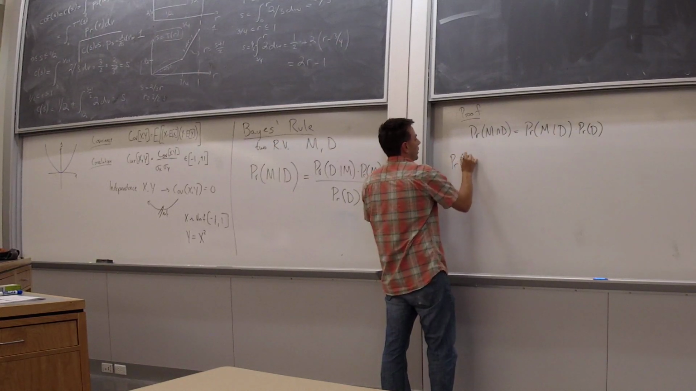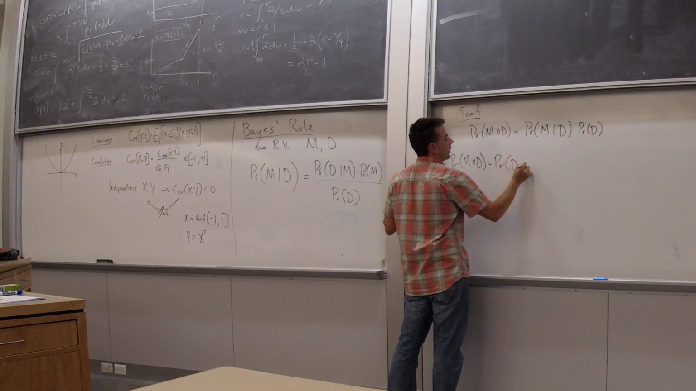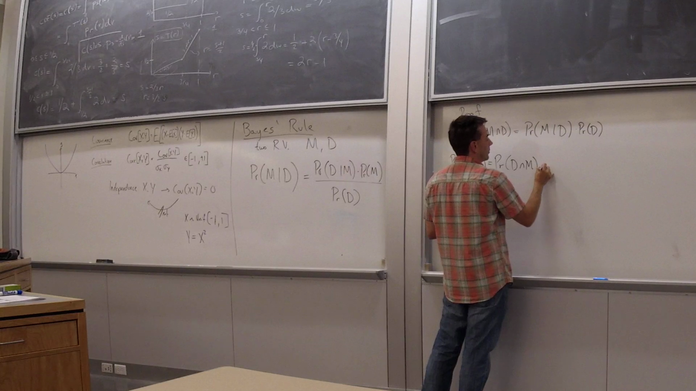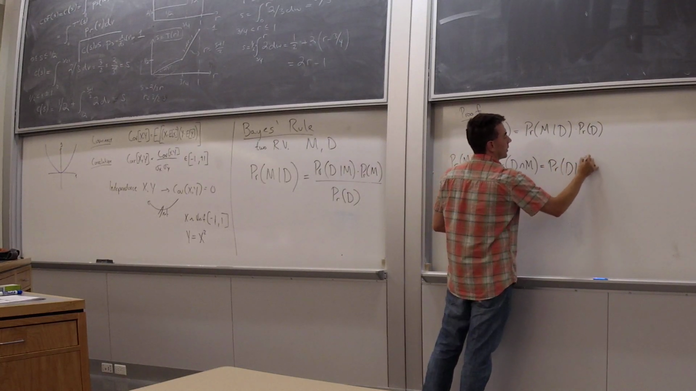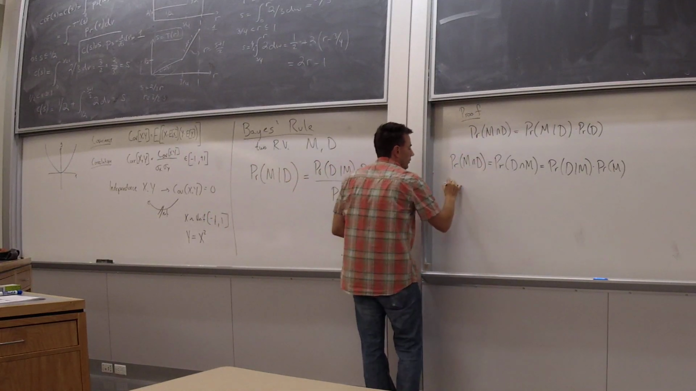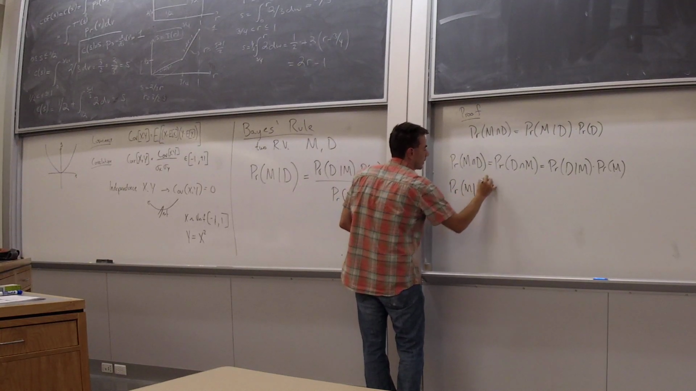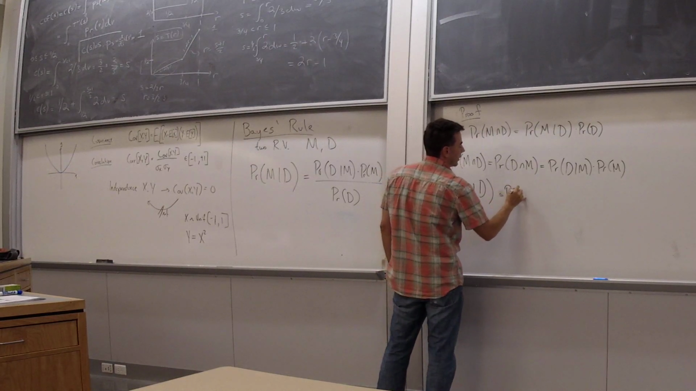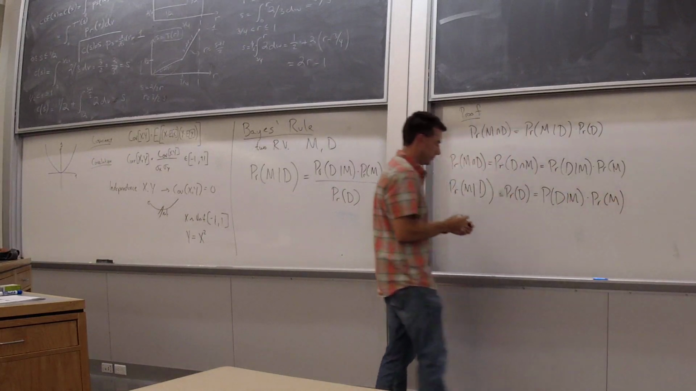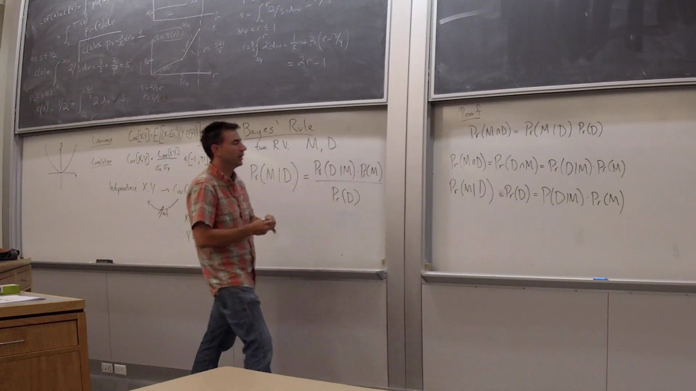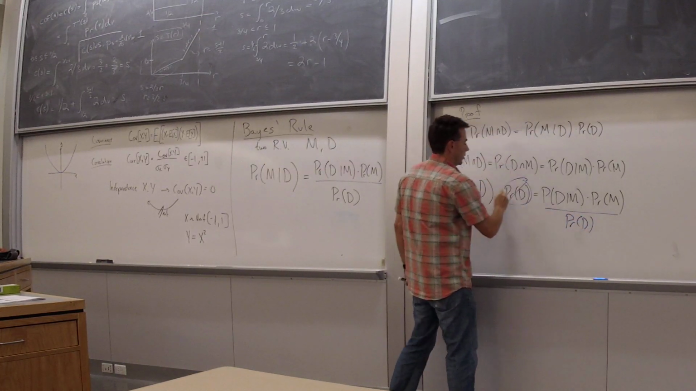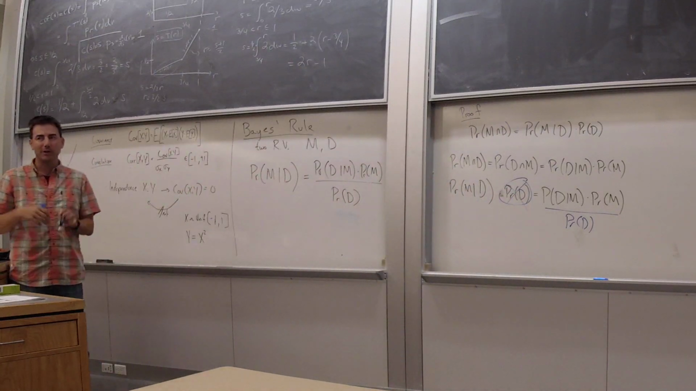I can similarly write M intersect D as equal to the probability of D intersect M, right? It doesn't matter, the intersection is symmetric, and then I can apply the same trick here, times the probability of M. Okay, so now these two are the same, so I can write the probability of M given D times the probability of D is equal to the probability of D given M times the probability of M. Right? And so then to get the final expression, I just need to take this and divide it through.